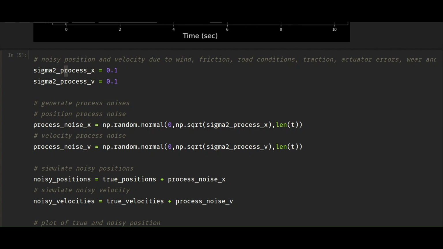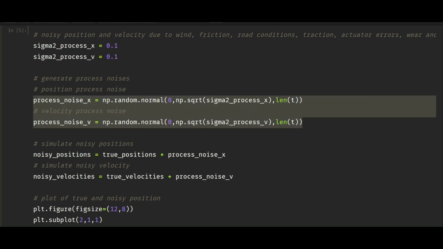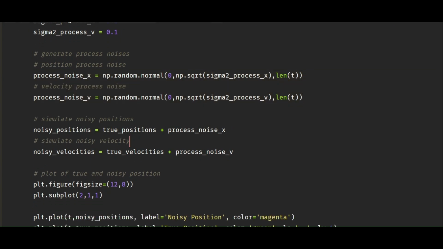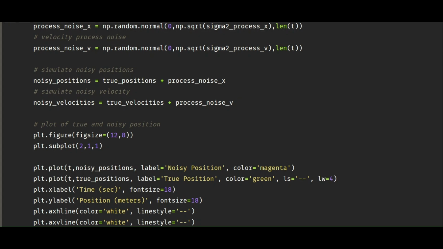And I'm introducing process noise by simulating a variance in the position channel and a variance in the velocity channel, initialized to 0.1. And then using these variances, I'm generating a Gaussian distribution for the process noise in position channel, and again Gaussian distribution for process noise in the velocity channel. Once I've generated these two noises, I'm just going to add them to the true position. So the process noise in position channel is added to the true position to get the noisy positions, and the velocity process noise is added to the velocities, and that's how we get the noisy velocities. So let me just plot this.